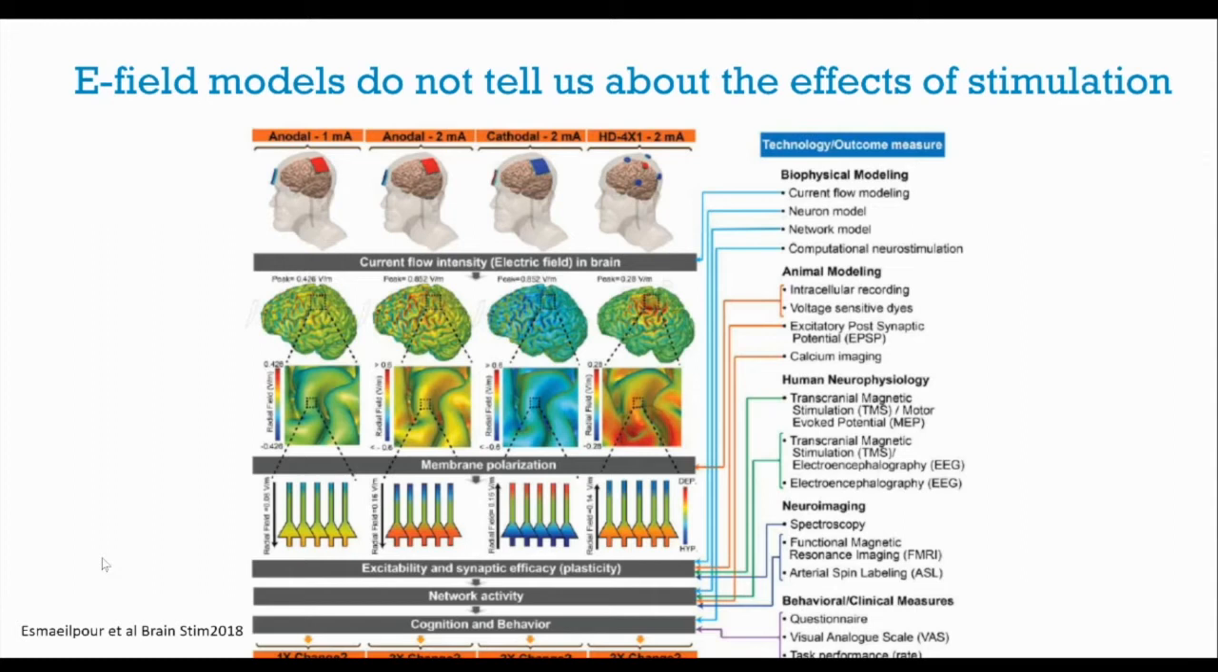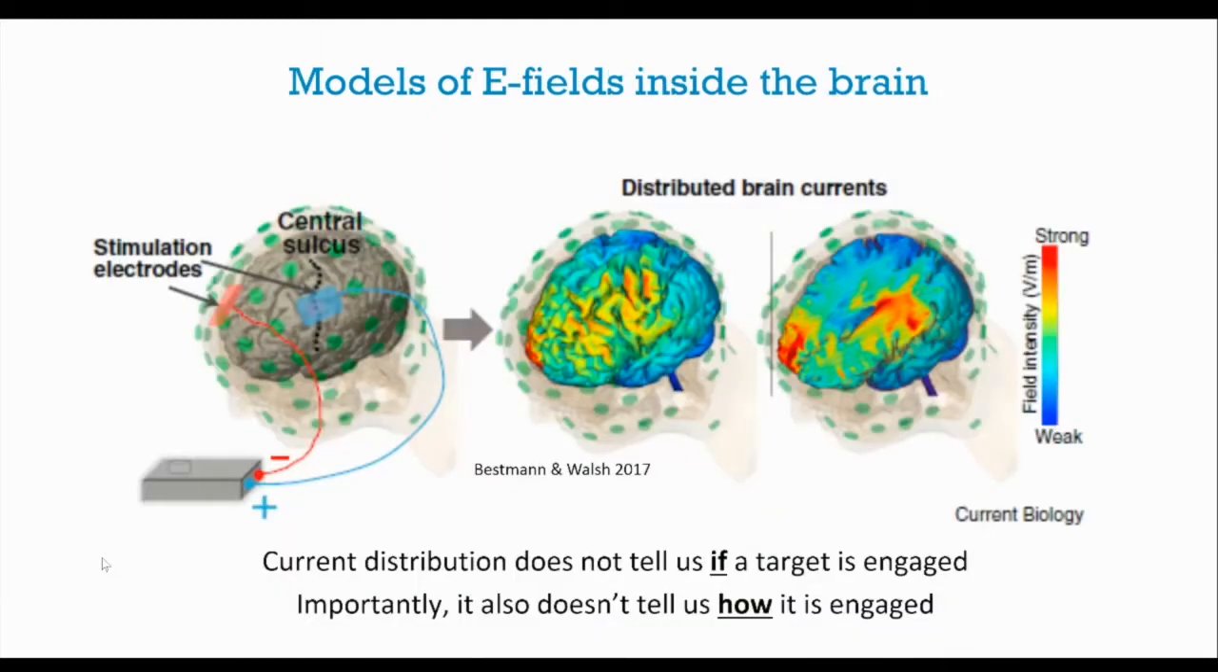They don't, therefore, really tell us if a target is engaged, and by engaged, I mean whether the stimulation is effective. And certainly, they don't tell us how it's engaged. And for that, therefore, we need to turn to other types of models. So we can really get a good idea using these models of whether we are delivering current to where we want to. But then what happens is not really addressed here. And that's an important point that needs a different class of models.